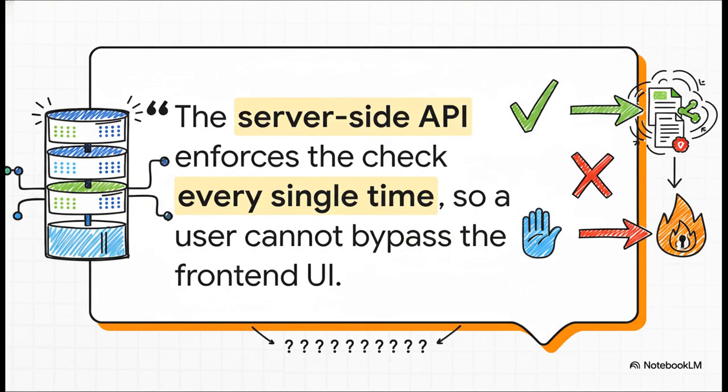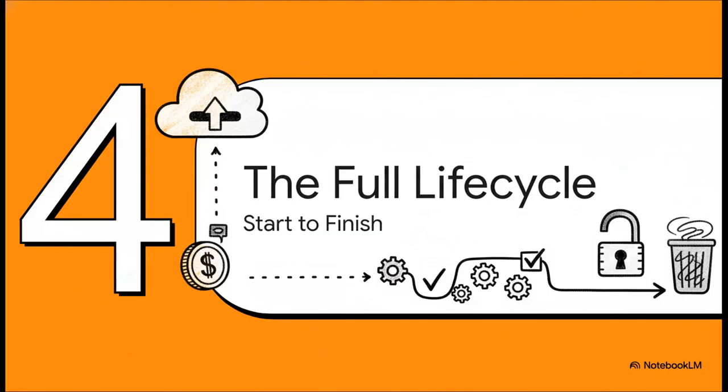Every single time you try to do something that's a paid feature, every time, whether it's creating a new post or downloading a report, the server stops everything for a split second and asks one question. Is this user's hasAccess switch set to true? If the answer is no, access denied. End of story. And because this happens on the server, it's impossible for someone to try and cheat the system from their web browser.